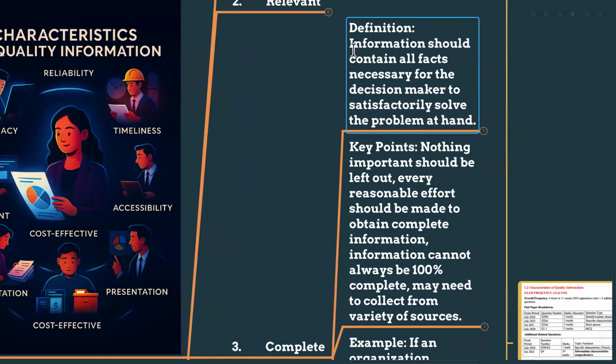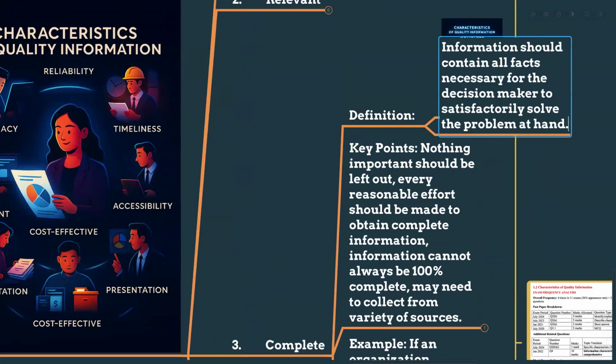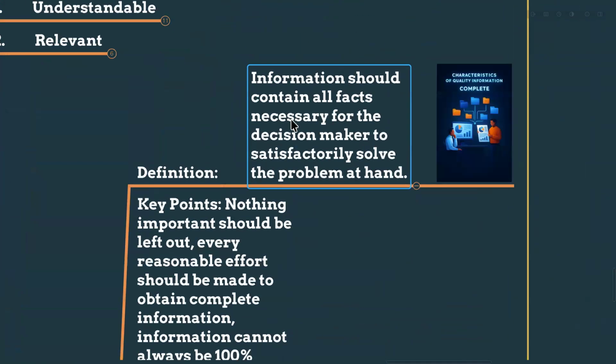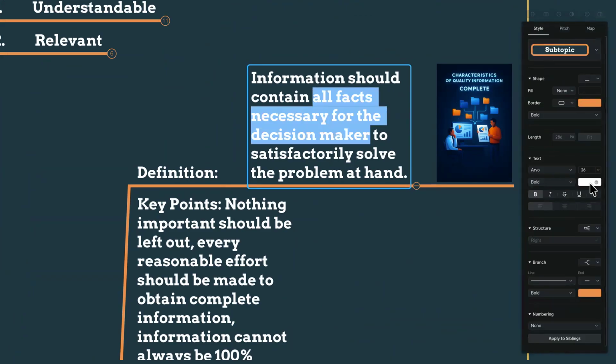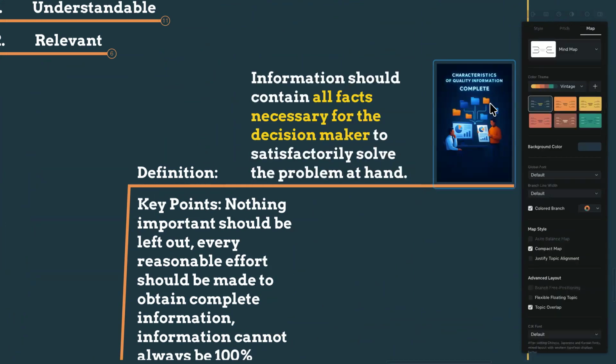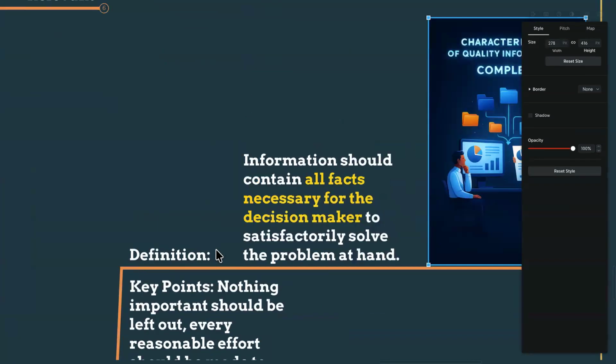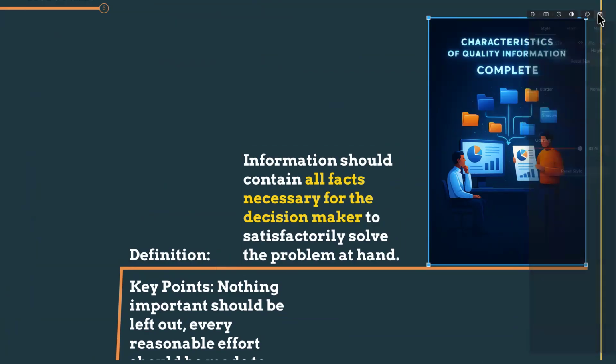As well as that, good information should be complete. It should have completeness. So the information should contain all facts necessary for the decision maker, right? Whatever facts he needs to take this decision, they must be provided to a satisfactory level to solve the problem at hand. That is completeness, right? We must provide complete information. Information should have all the pieces needed, right? So you have to provide all the information; every reasonable effort should be made to obtain the complete information.